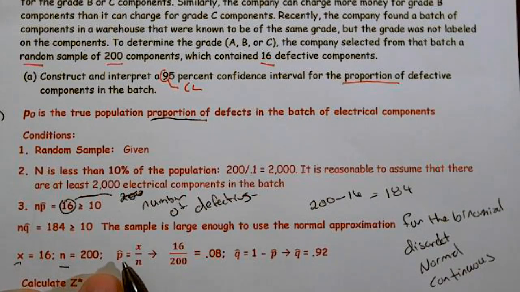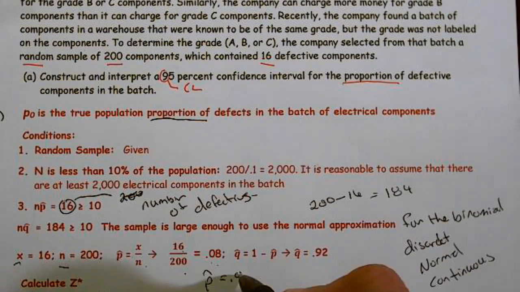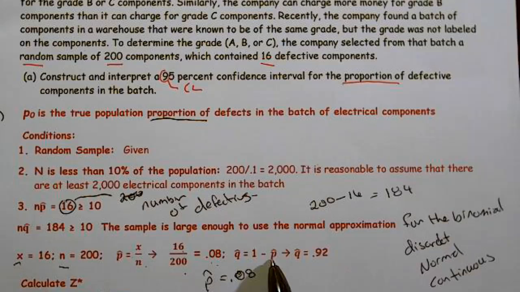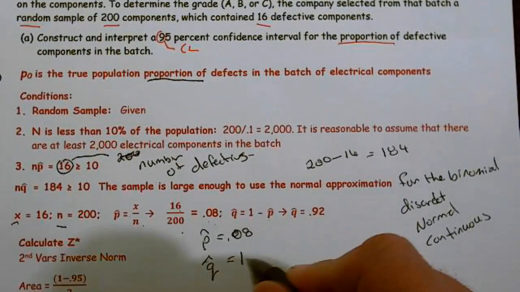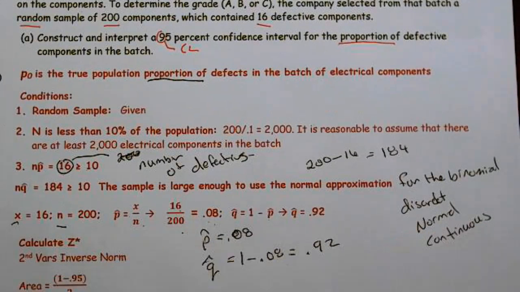What we don't have is p hat. Well, p hat equals x over n, and we're going to need this because of what our formula looks like. All right, so p hat equals x over n, so 16 over 200. So p hat equals 0.08. And q hat, which is 1 minus p hat, is going to equal 1 minus 0.08, which equals 0.92.